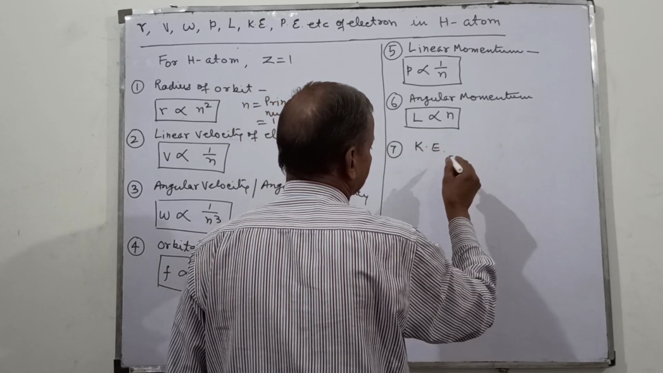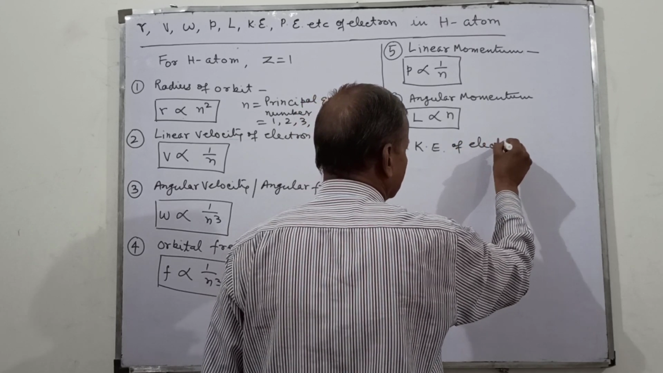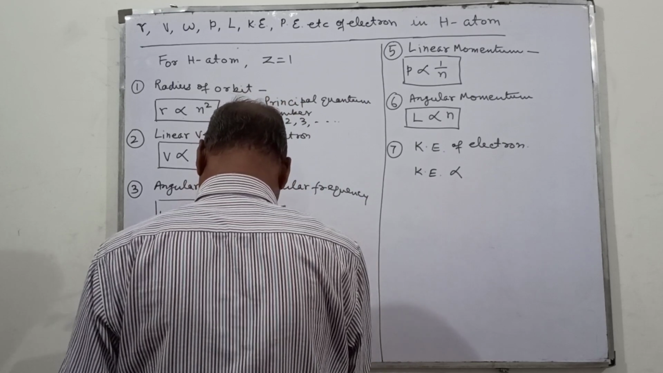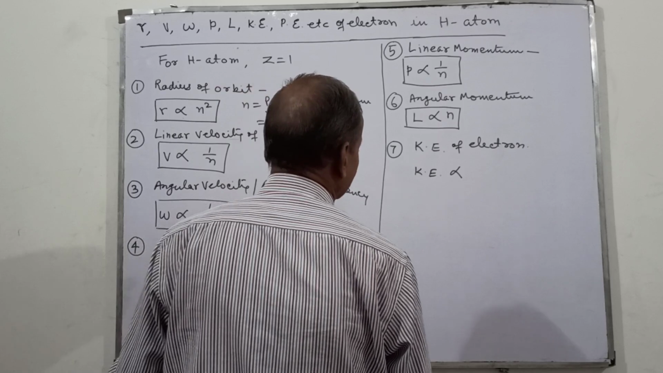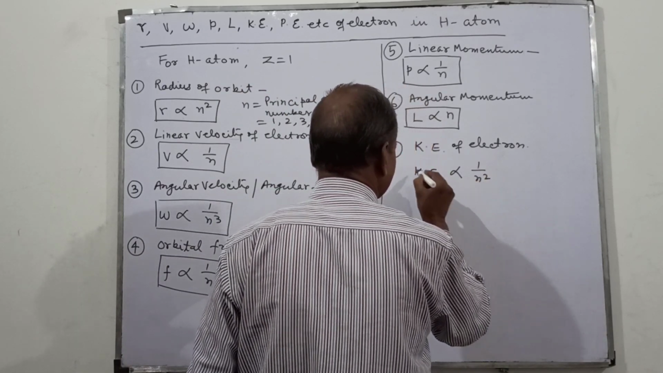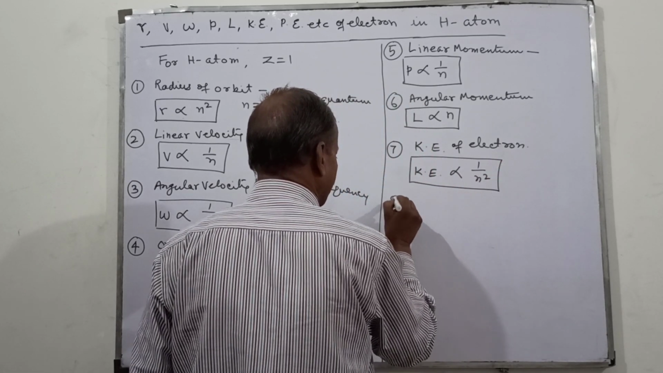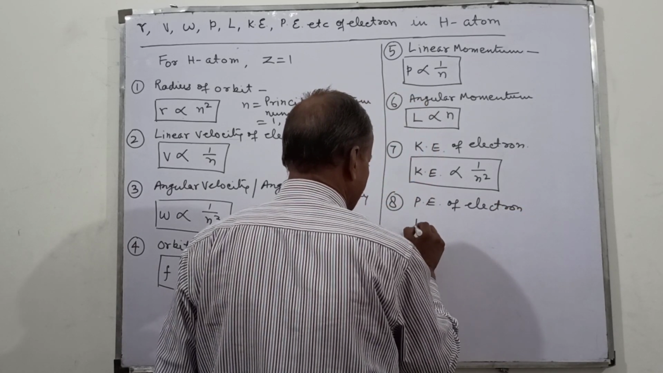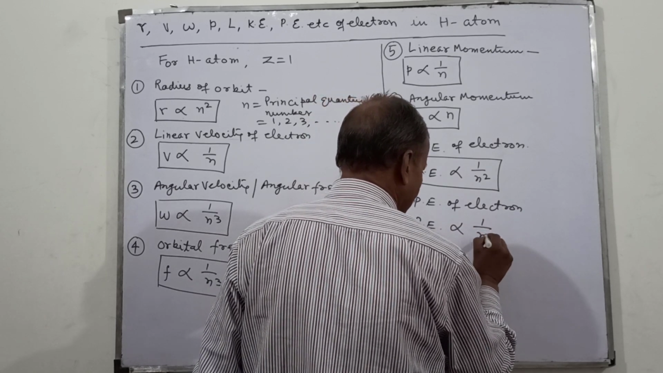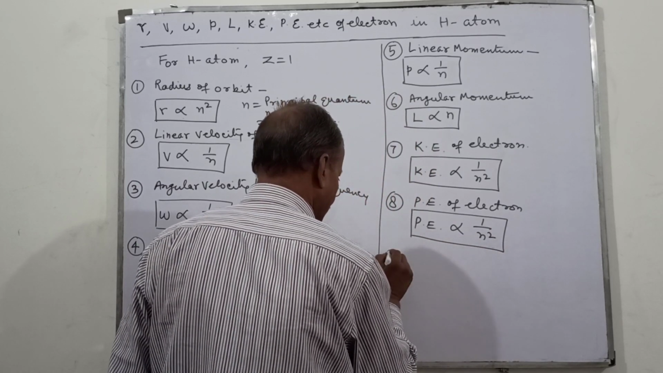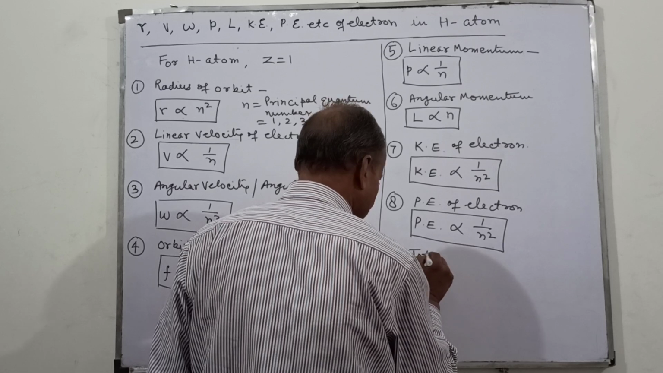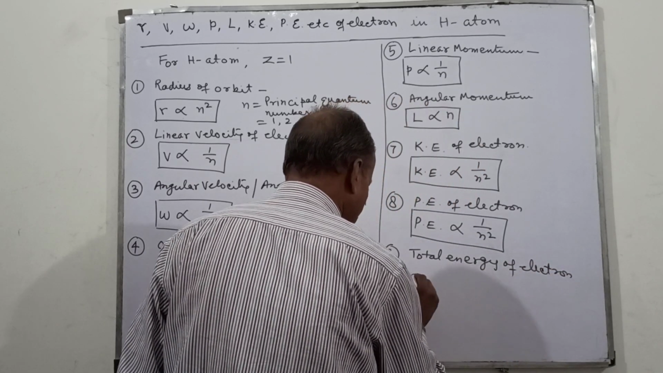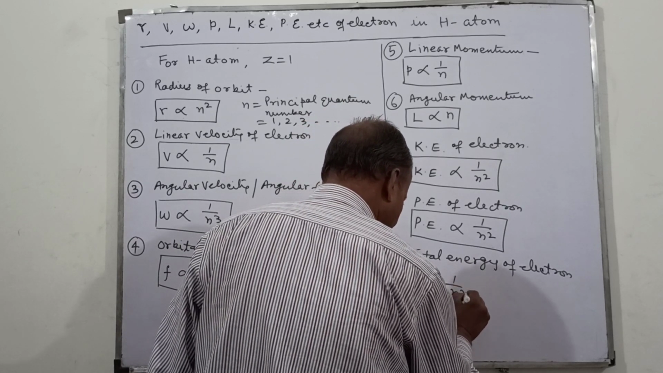kinetic energy of electron. So this kinetic energy is proportional to 1 upon n square. Number 8, the potential energy, now this potential energy is also proportional to 1 upon n square. Now number 9, the total energy of electron. Total energy, this E is also proportional to 1 upon n square.